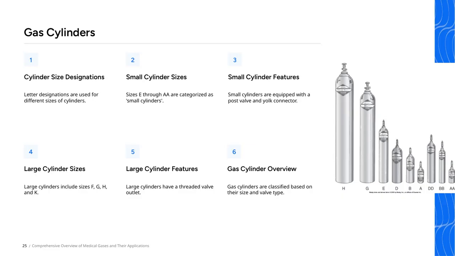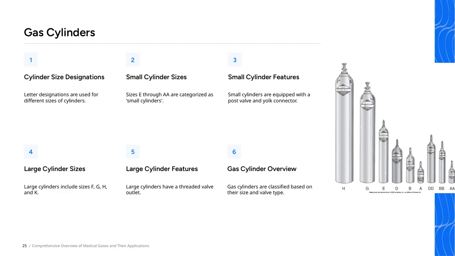Let's talk about gas cylinders and how they are classified. Essentially, they are categorized based on two main factors: their size and the type of valve they have. This classification helps ensure proper handling and safe usage across different medical settings.